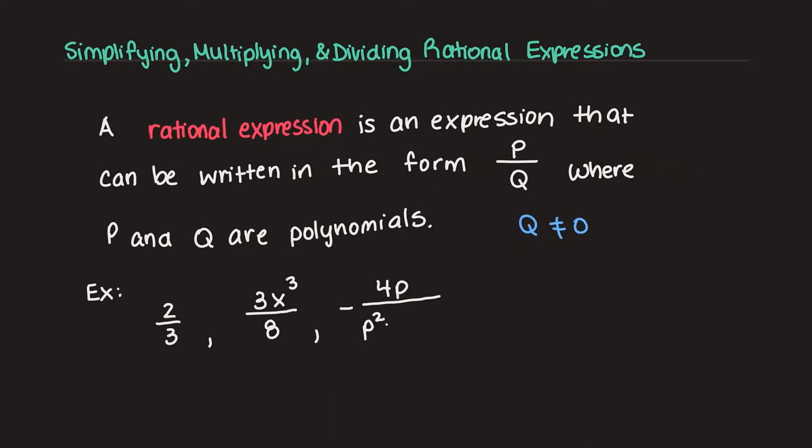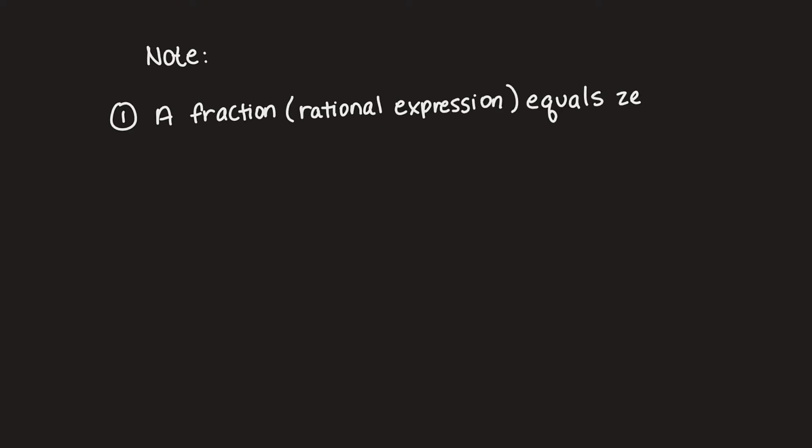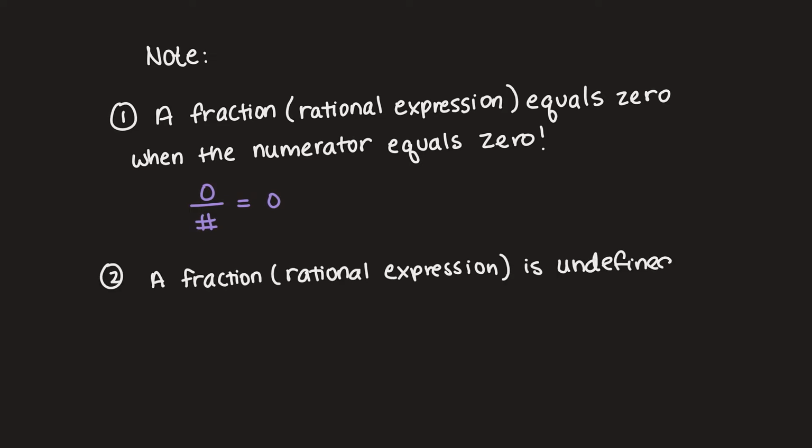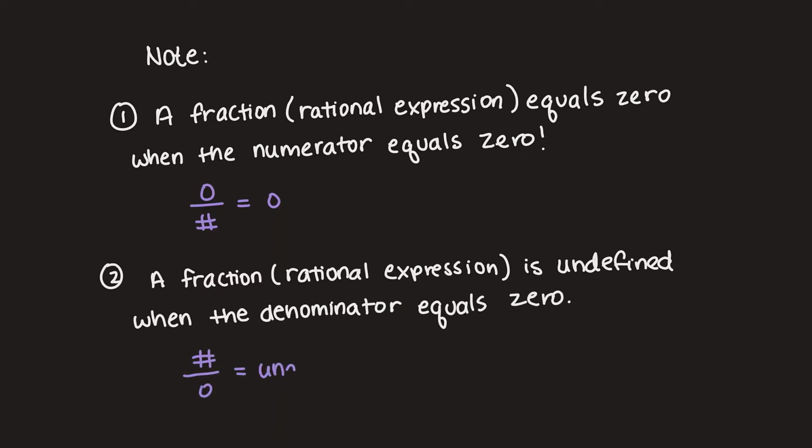So the following are all examples of rational expressions. And it's important to understand the following facts about rational expressions. So a fraction or a rational expression equals 0 when the numerator equals 0, since 0 divided by a number equals 0. And a fraction or a rational expression is undefined when the denominator equals 0, since we can never divide by 0.